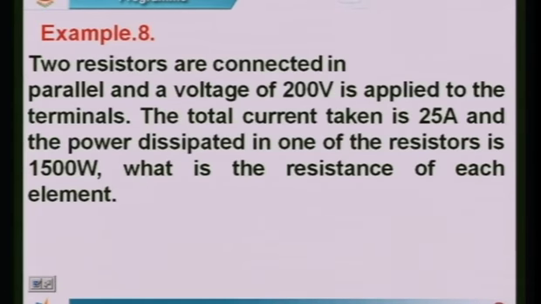Now, consider another problem. Two resistors are connected in parallel and a voltage of 200 volt is applied to the terminals. The total current taken is 25 amperes and the power dissipated in one of the resistors is 1500 watts. What is the resistance of each element?